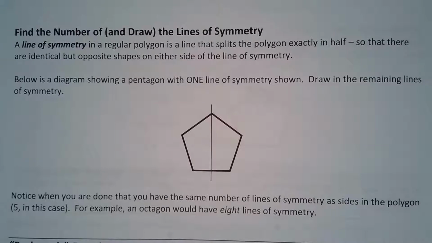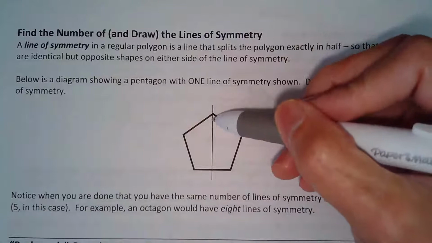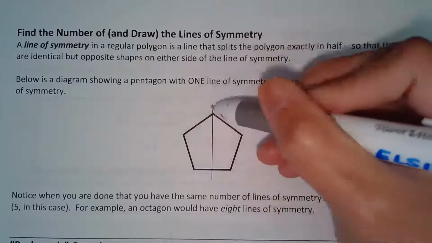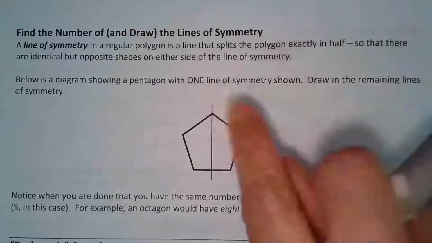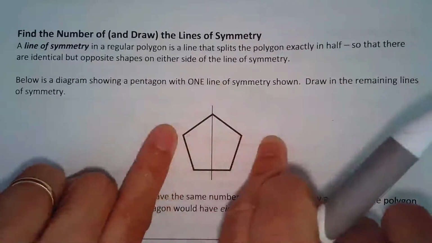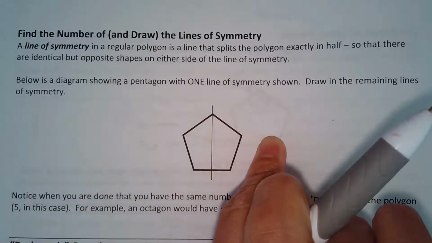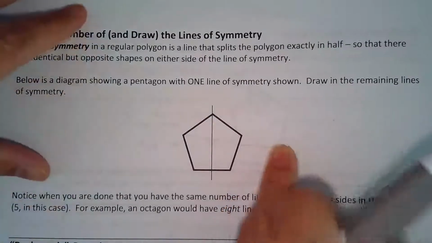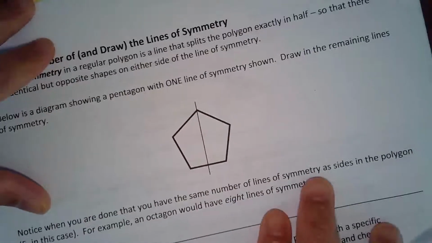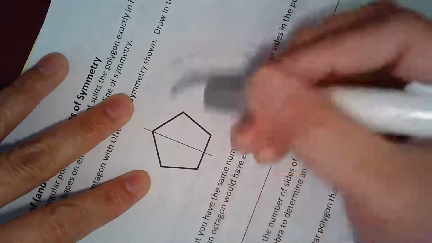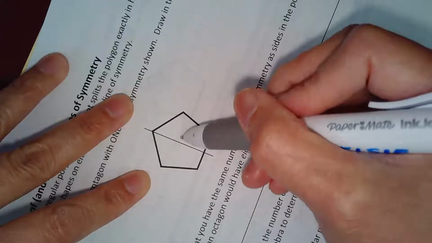Can we draw other lines of symmetry? So here, this is one line of symmetry. If this is the pentagon, I can draw a line there and see it's two equal halves. Okay, what's the other way I could do this? Normally I like to turn it around. So if I turn it this way, I can see that, hey, this is my other line of symmetry.